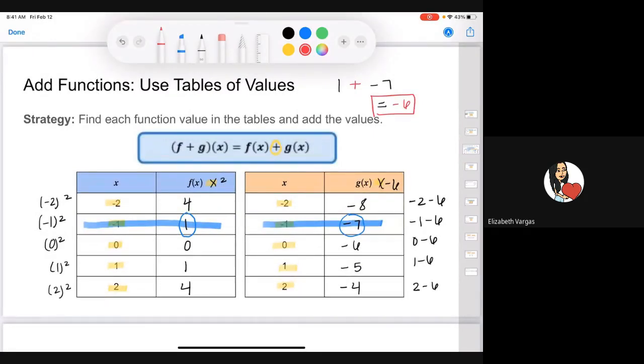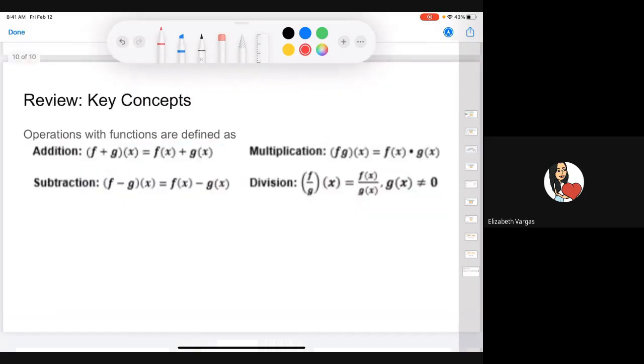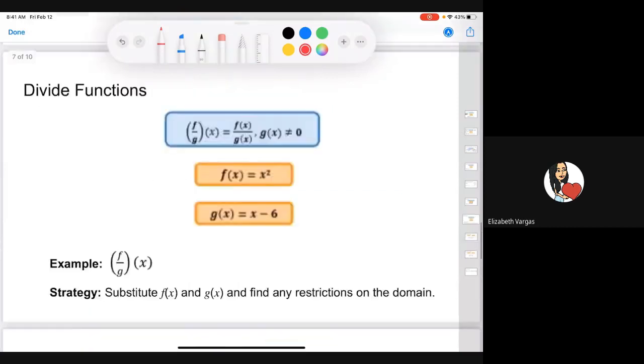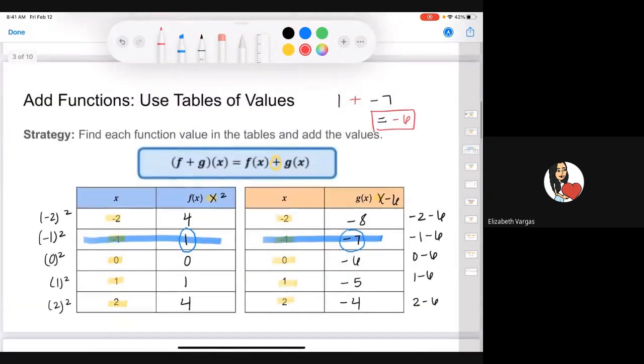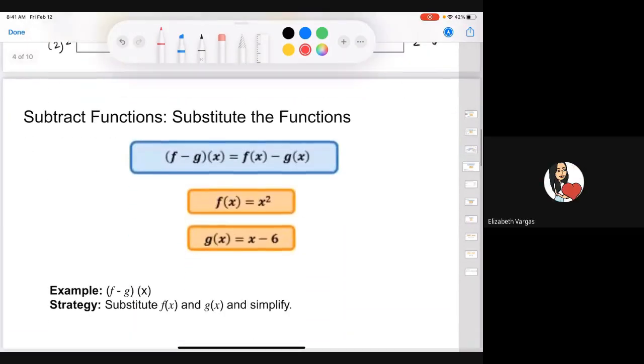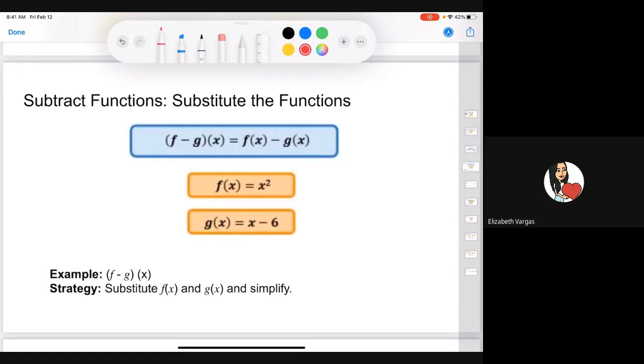You could input each of the x's individually and then add them like we see here, but it's whatever your preference is. Even though this may be a little bit of a lengthier process, it's doing the same thing. Oops, sorry. Any questions? Okay. Now we're going to look at what happens when we subtract.